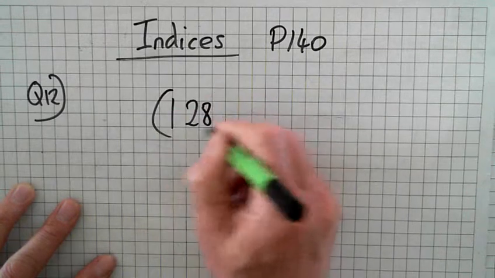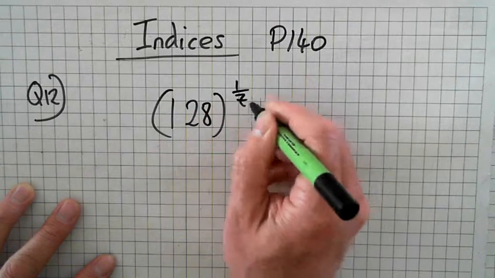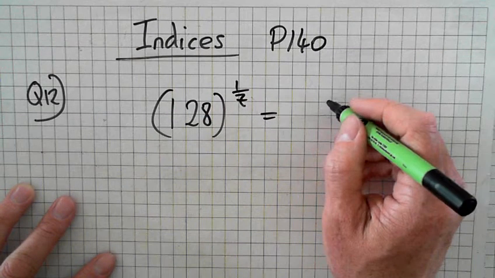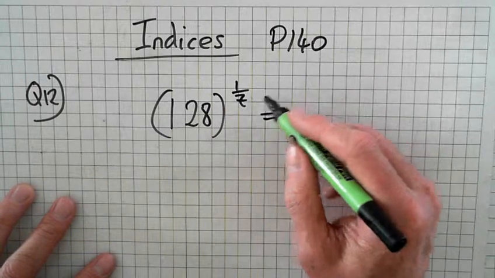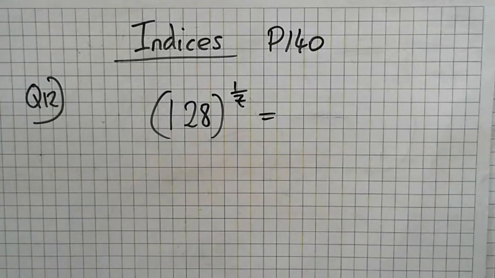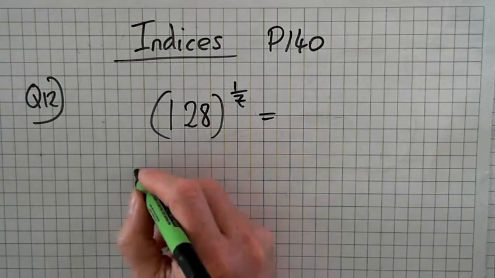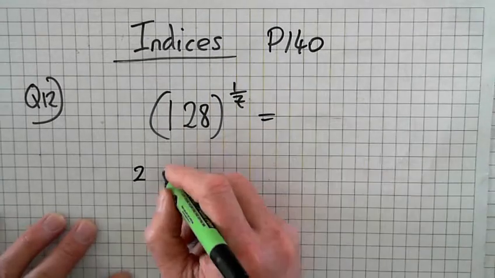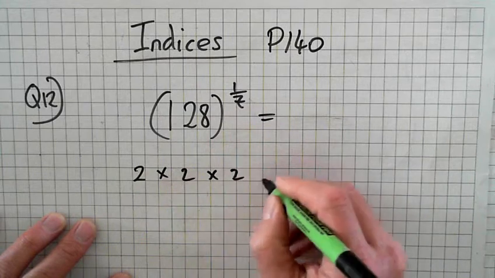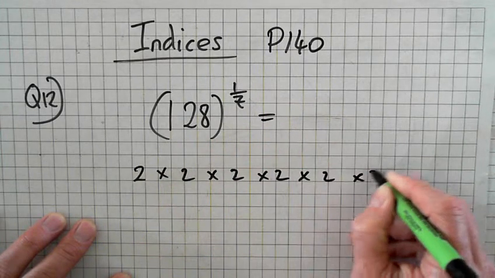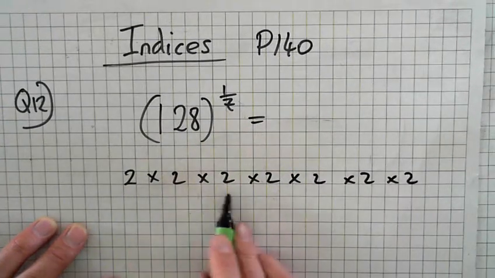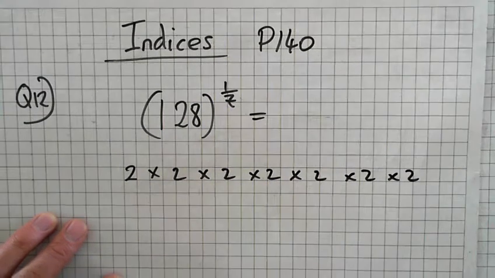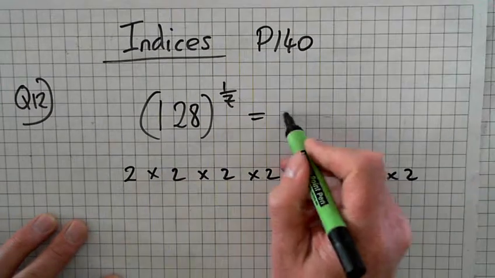128 to the power of 1 over 7. So what you could do is do it by trial and error. You could start by guessing. 128, it's probably 2. So 2 times 2 times 2 times 2 times 2 times 2 times 2. That's 7 2s. Does that make 128? Yeah, it does.